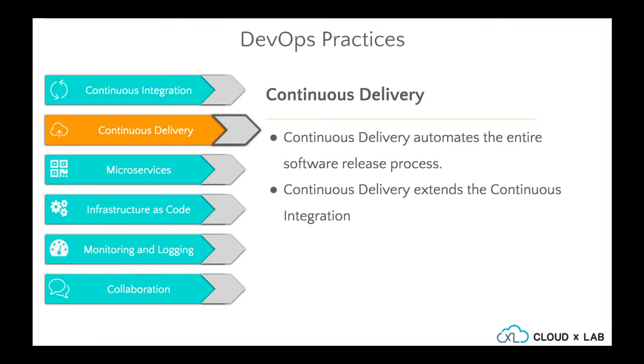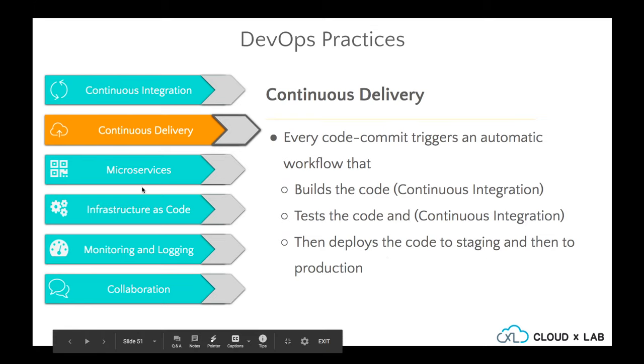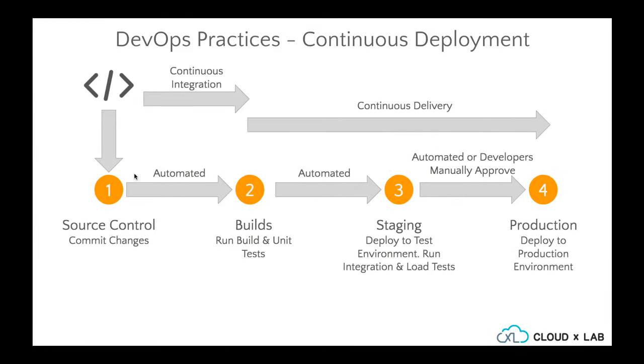Then there is continuous delivery. Continuous delivery automates the entire software release process. Continuous delivery is essentially extending the continuous integration. So every code commit triggers an automatic workflow that builds the code, tests the code, and deploys the code to staging and then to production. That's continuous delivery, basically adding the last line. Continuous integration is essentially committing the source code and then building it, but taking it to staging and to production is a part of continuous delivery.